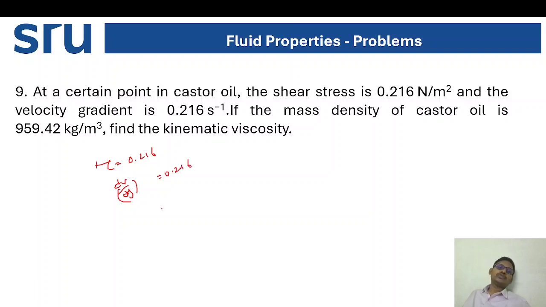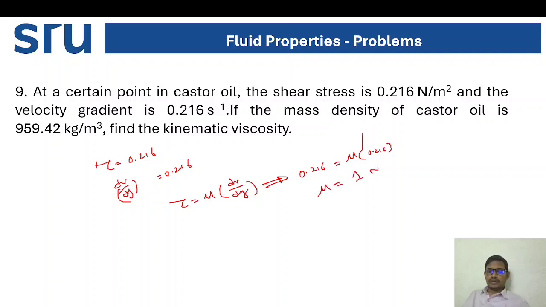So first of all we should know the formula of Newton's law of viscosity. Tau is equal to mu into du by dy. So from here, tau is 0.216, mu into 0.216. So mu is equal to 1 Newton seconds per meter square.